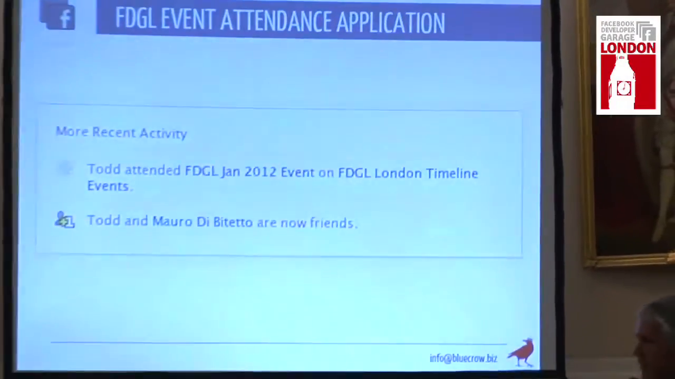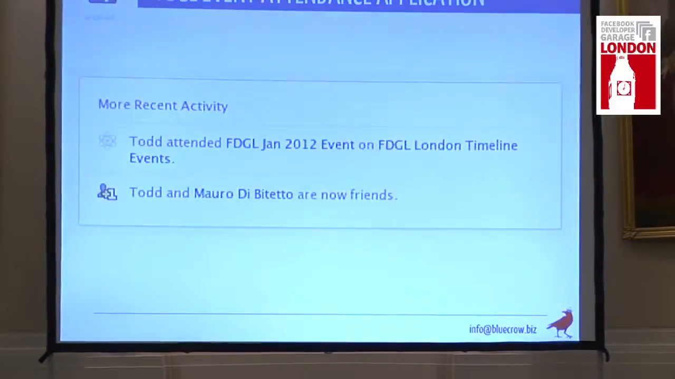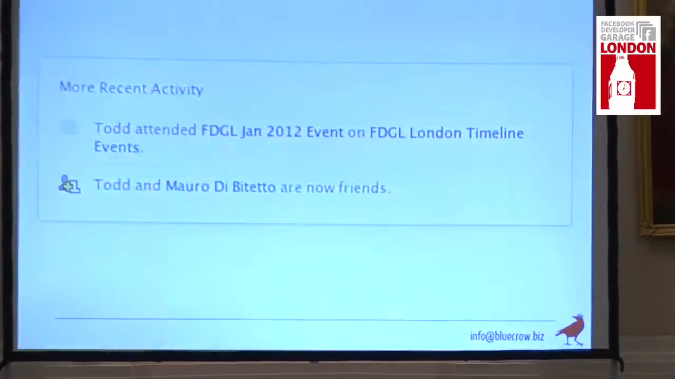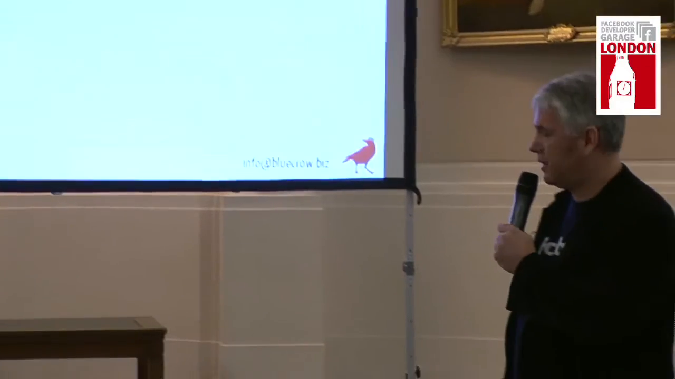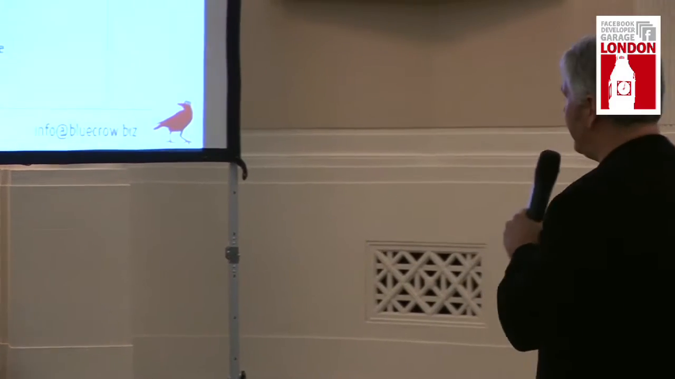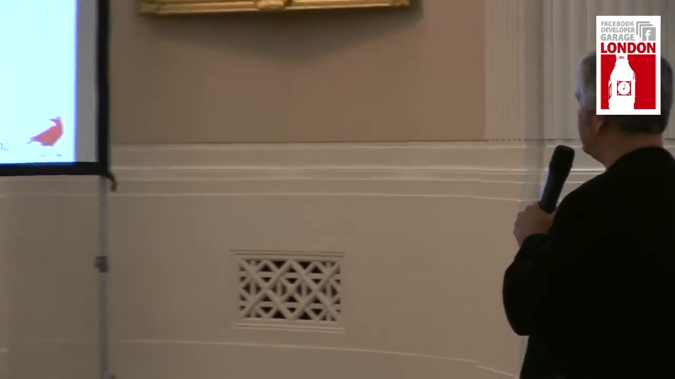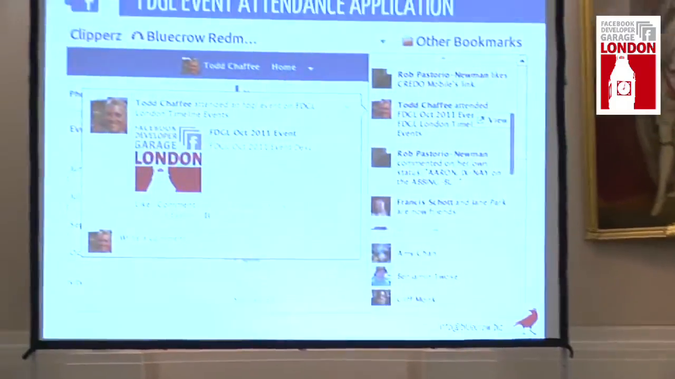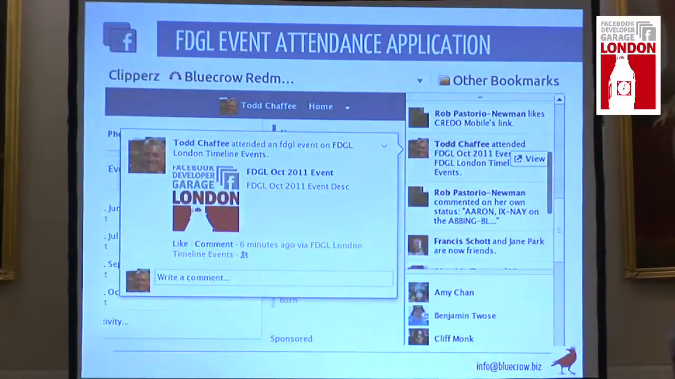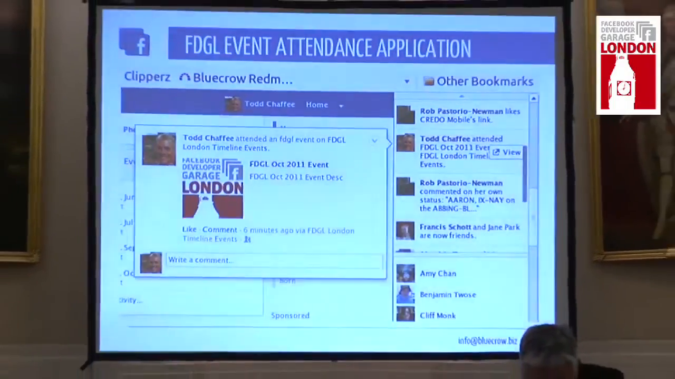That's what that looks like, zoomed in. Todd attended FDGL January 2012 event, and then it gives the name of the application. Users can click on those links, and it will bring you right to that page that we created before, allowing them to attend, kind of that viral spread thing, right? It also puts it in the ticker, and if a user hovers over that, they'll get a nice pop-up. This is for the October event. I didn't catch the January event in time. But again, users can click through to this and attend themselves.